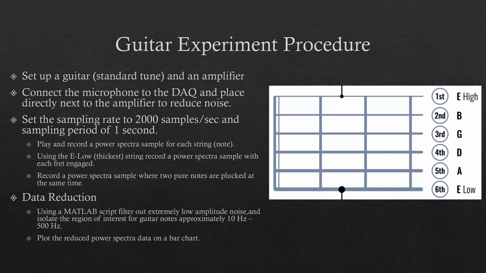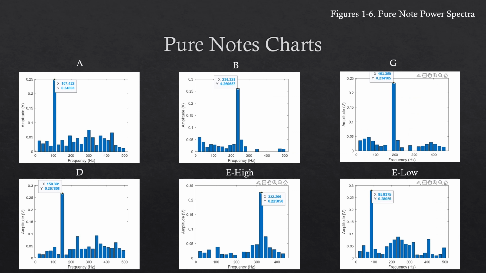I went ahead and filtered out because it had no significant bearing and it would make the graphs look cleaner. And then plot the reduced power spectra data on a bar chart. So here are the reduced power spectra produced from the pure note test.